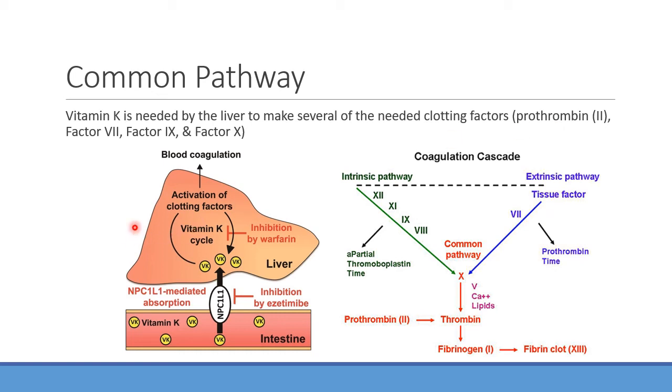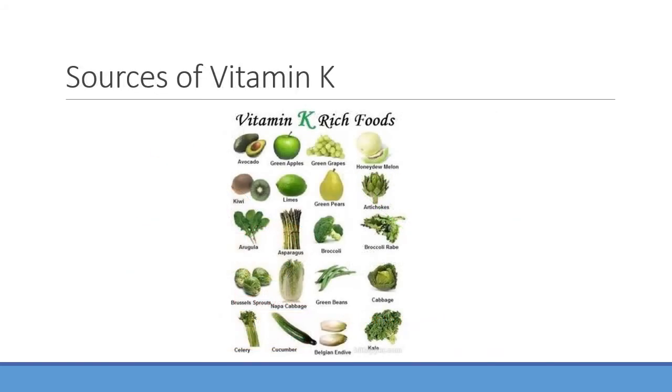There are other clotting factors that are produced in the liver as well, but these are the main ones that are going to be vitamin K dependent, as I said. And then, does anyone know what foods are high in vitamin K?